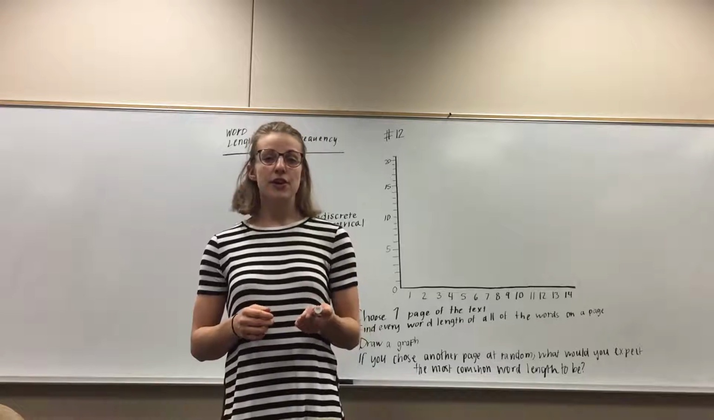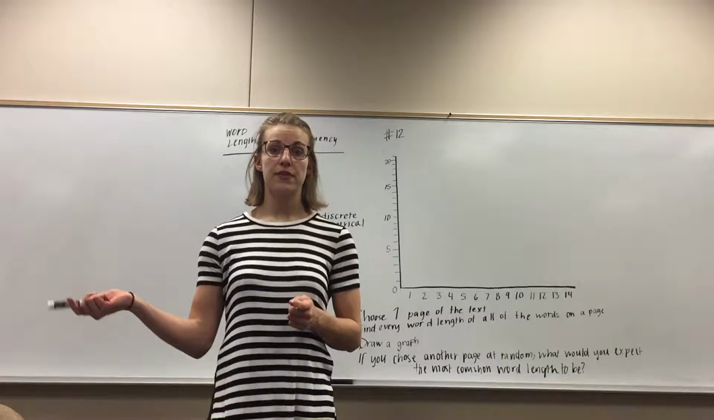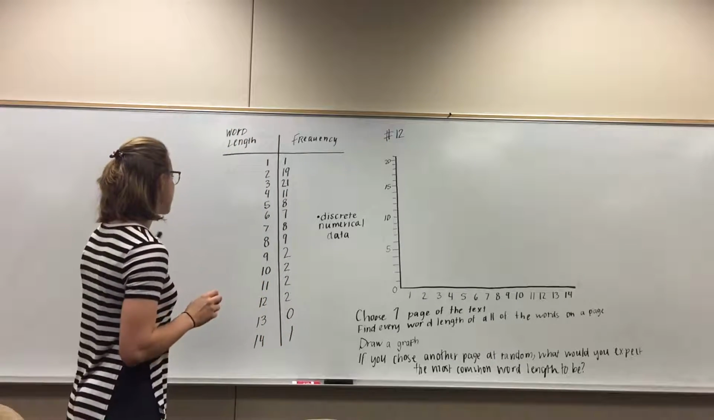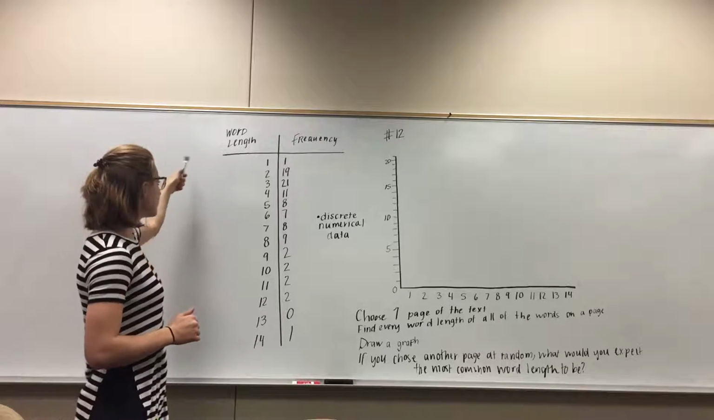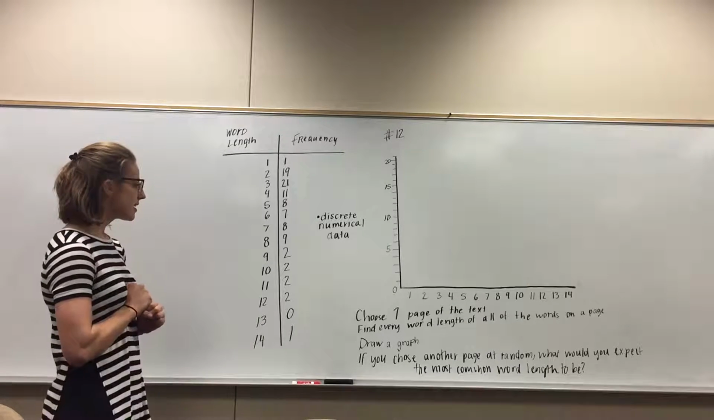I thought it was easier if I just counted off the words and then had my friend just tally mark them down, and that way it was super easy to convert it into a frequency table. So here I've got word length, and it varied from 1 to 14 letters.